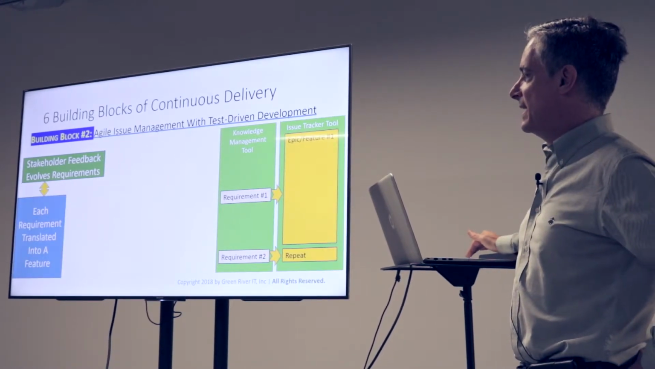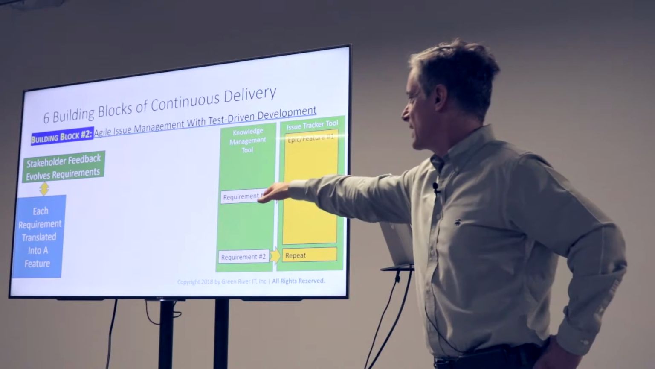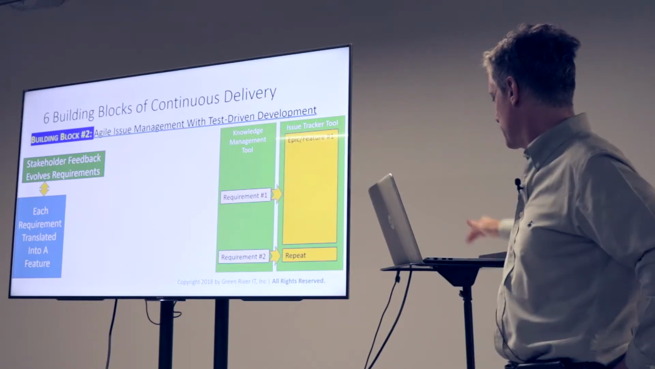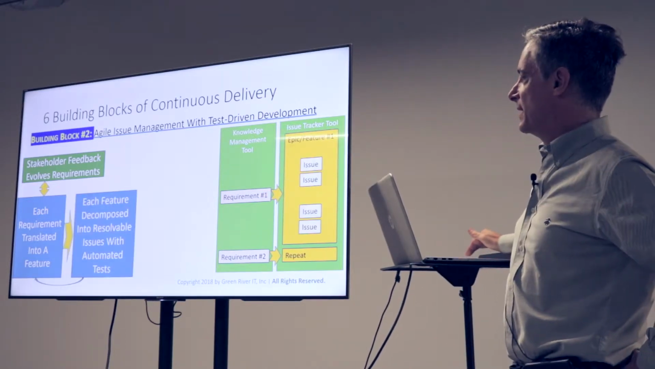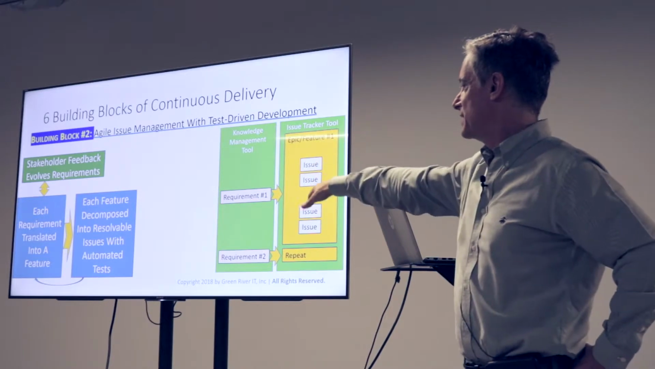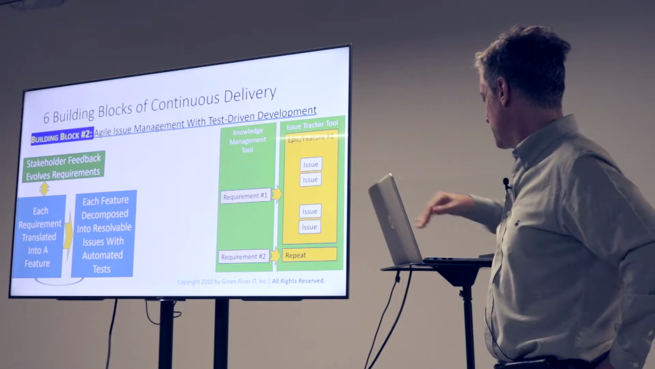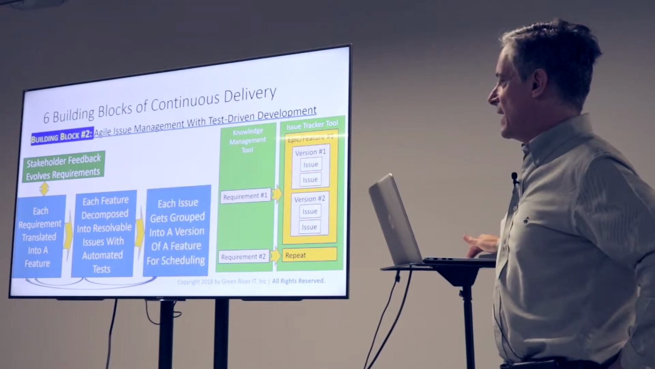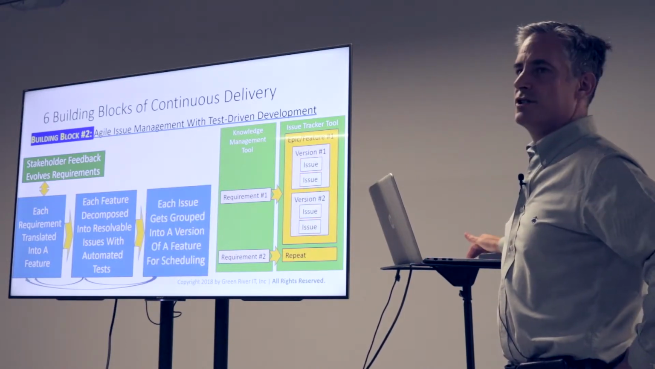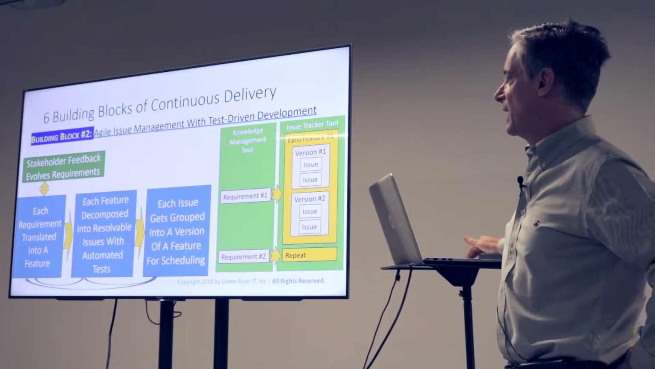And each one of those requirements is translated at the high level into an epic or feature. Then that epic or feature is broken down, in a version even of the epic and feature, into several issues. And we're able to schedule the issues out this way.